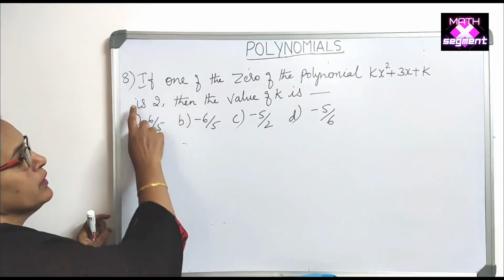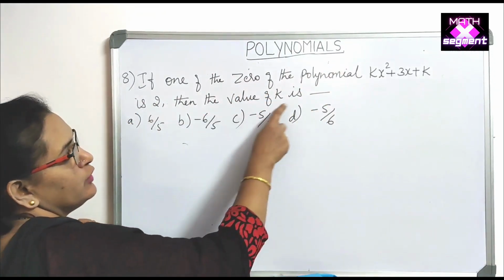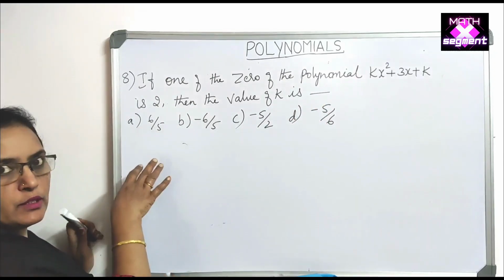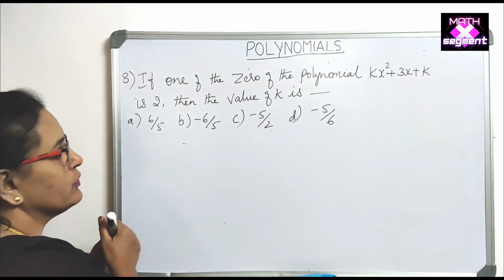Let's do the next sum. If one of the zeros of the polynomial kx² + 3x + k is 2, then what is the value of k? This sum is also similar to the previous question, but the options are given in fractions, so I am just doing this sum once more.